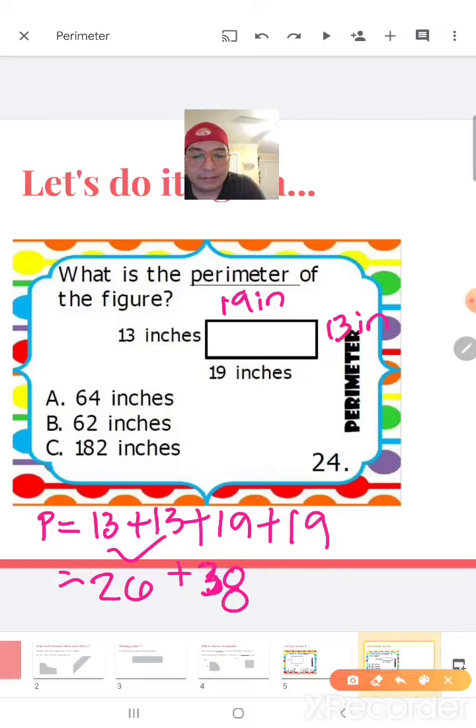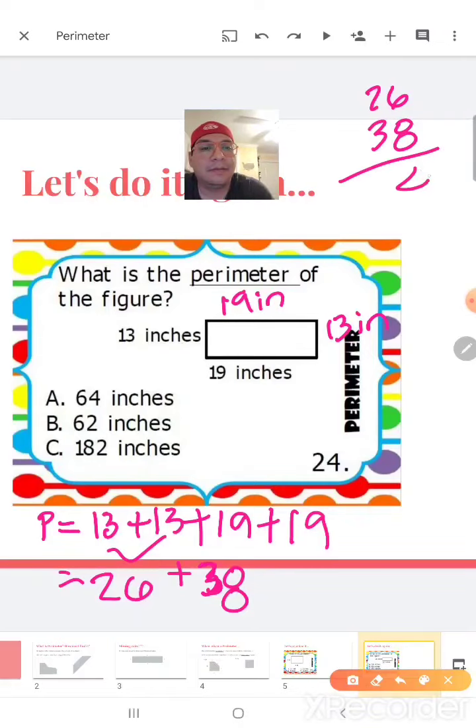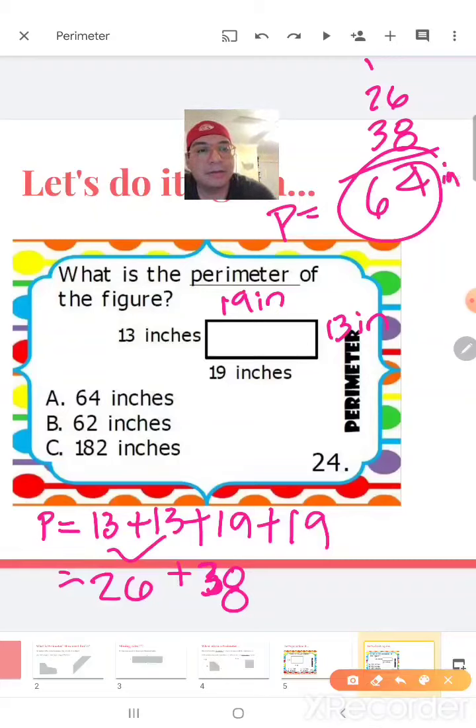All right, 38. Now we have to add 26 plus 38. Let's go ahead and add it up here. 26 plus 38. 6 plus 8 is 14. Carry the 1. That's 64. So my perimeter should equal 64. 64 what? Inches. We're talking about inches.